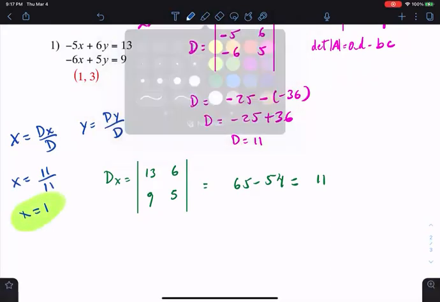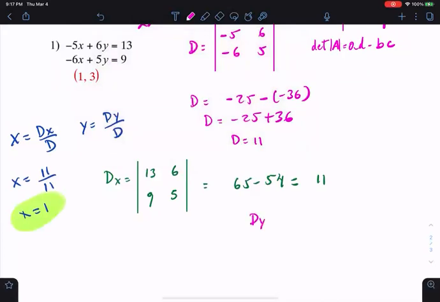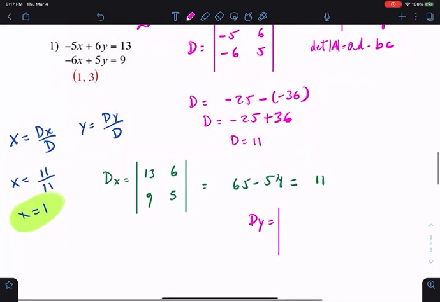Now, if you want to compute the determinant of y, you will need to do a similar procedure. So now the column of x stays fixed. So this is -5 and -6. And then the column of y, you need to replace with the right side of the equation, which is basically 13 and 9, but you have to write them as a column, right? So this is 13 and 9. So you need to compute this.